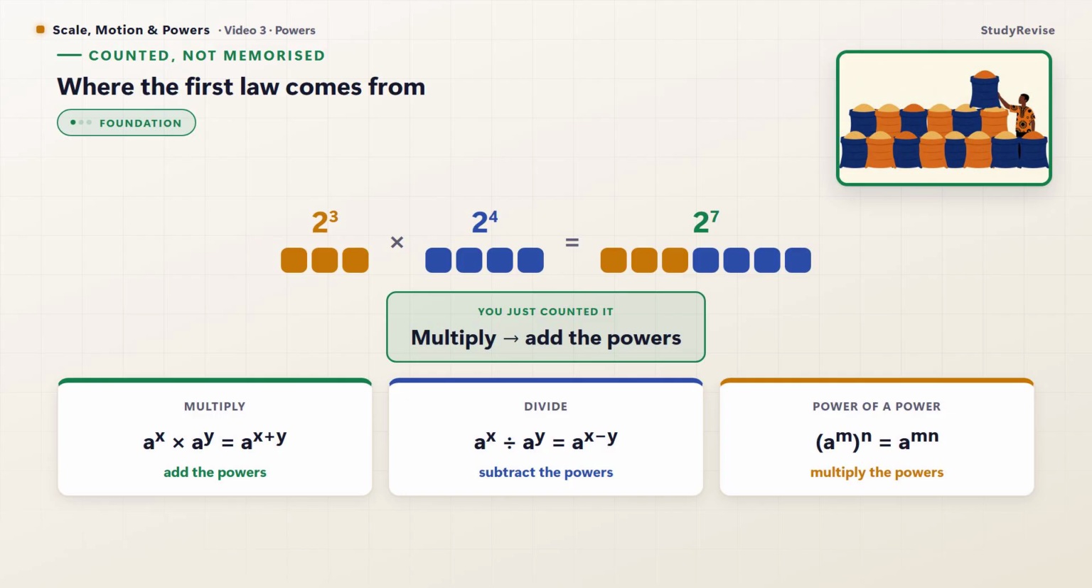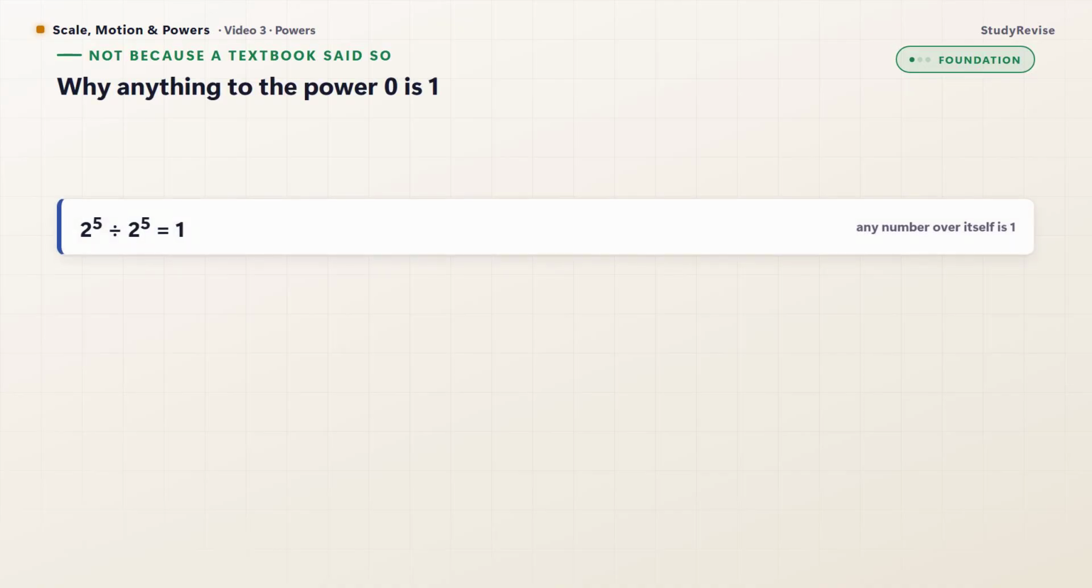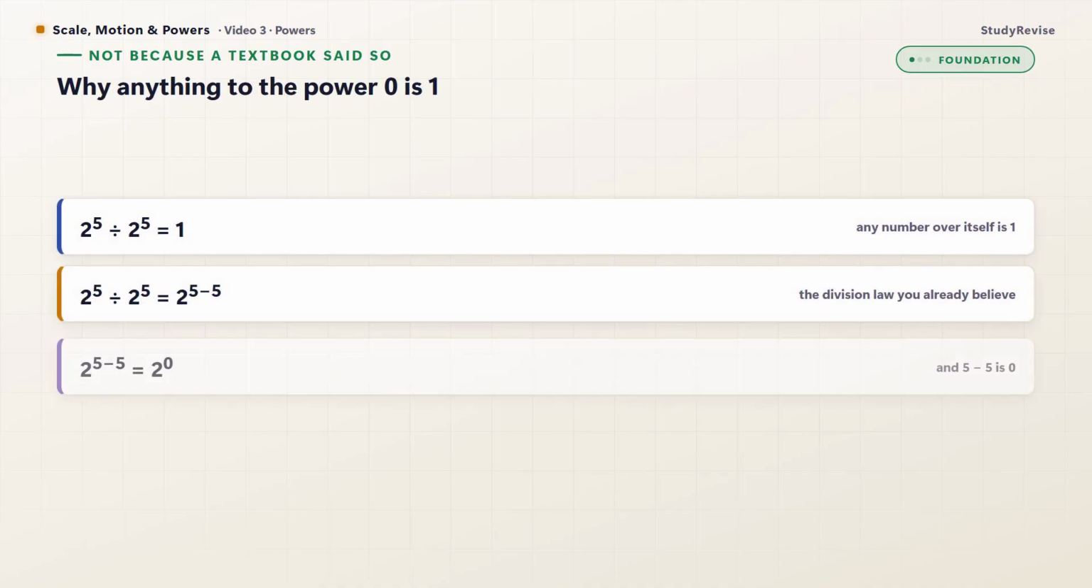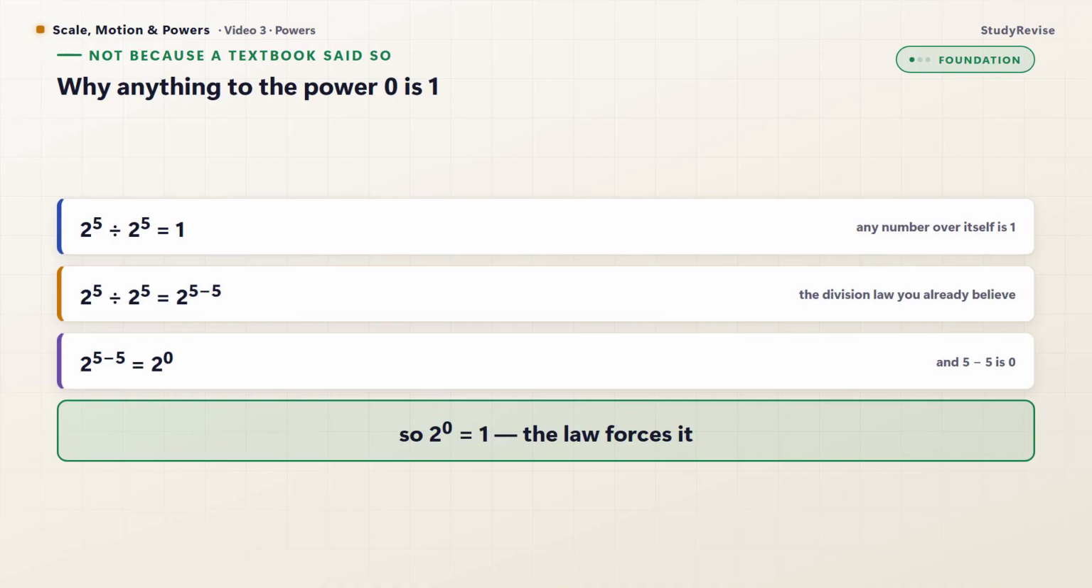Now watch those 3 laws produce 2 things that everybody memorizes and almost nobody understands. What is anything to the power 0? Take 2 to the 5th divided by 2 to the 5th. Obviously that is 1. Any number over itself is 1. But by the division law, it is also 2 to the power 5 minus 5, which is 2 to the power 0. So 2 to the power 0 and 1 are the same thing. Not because a textbook said so, because the law you already believe forces it.